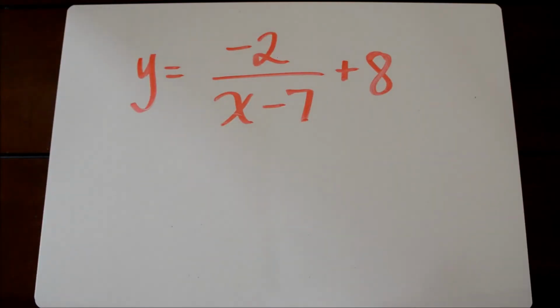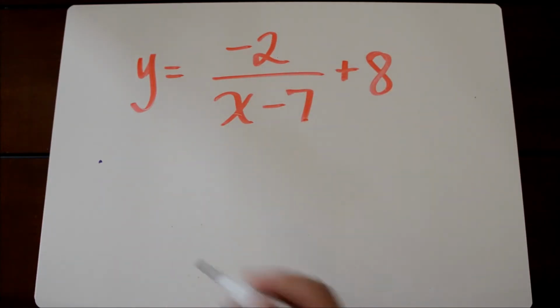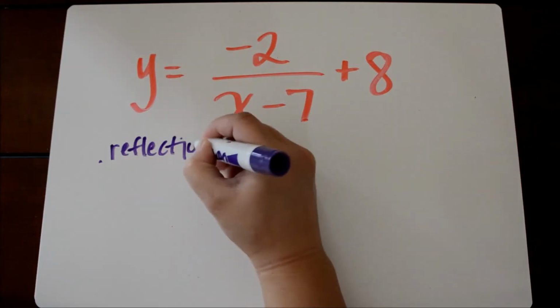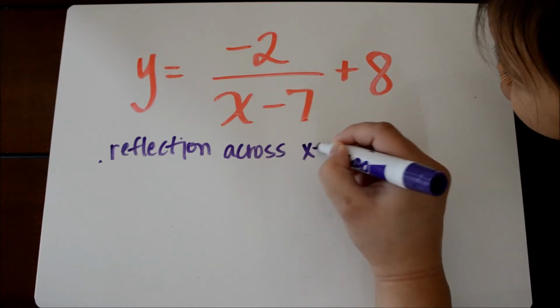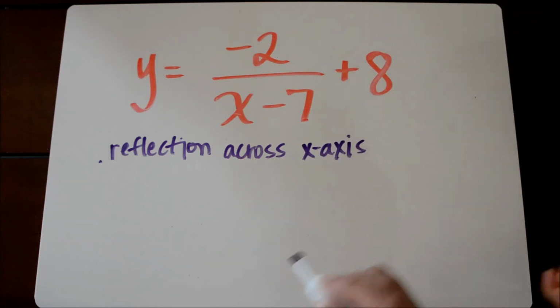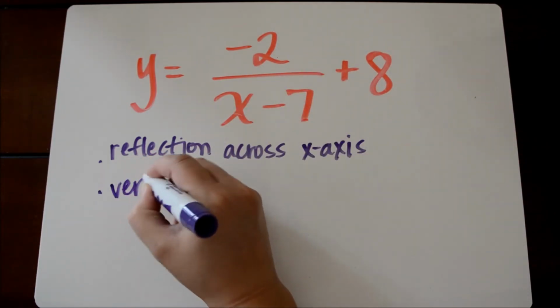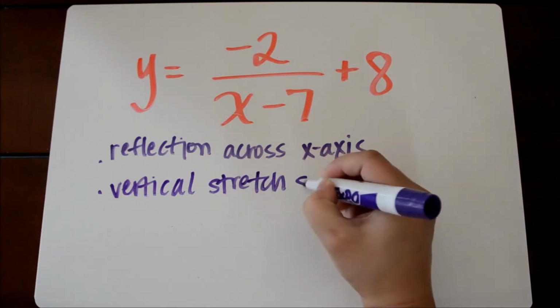Okay, here we have y equals -2 divided by x minus 7 plus 8. So our a value is going to tell us two things in this example. Since it's negative, it's going to tell us that there is a reflection across the x-axis. And since it's 2, that's a number that's bigger than 1. That means we have a vertical stretch by a scale factor of 2.